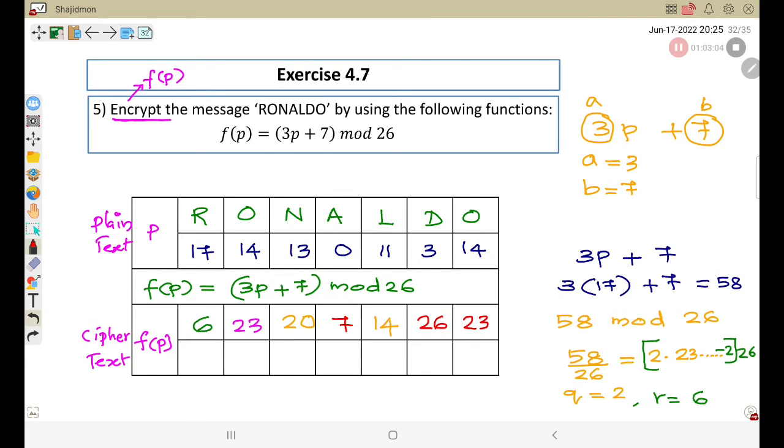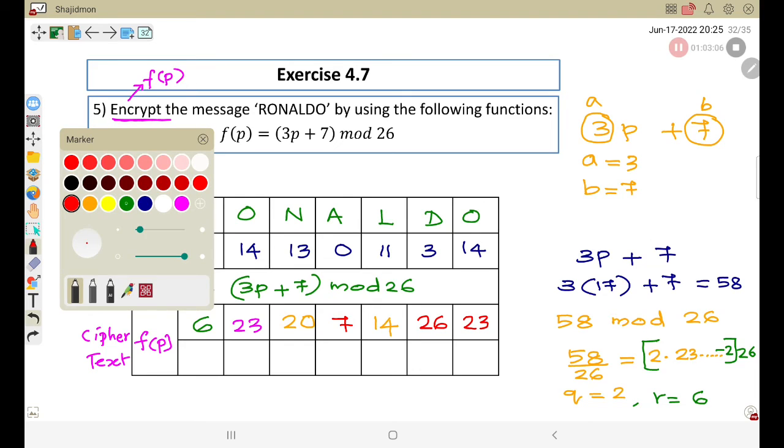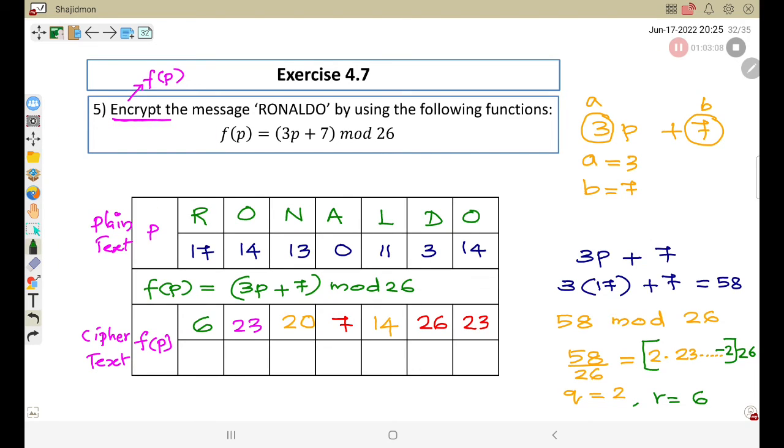So 26. Now change the numbers into the letters of the alphabet. Okay. So 6 means G, 23 means X, 20 means U, 7 means H, 14 means O, 26 means Q, 23 means X. Okay. So this is the encryption part or cipher text: GX, UH, O, QX.